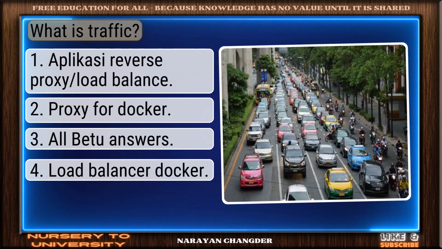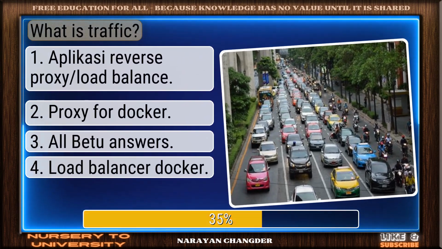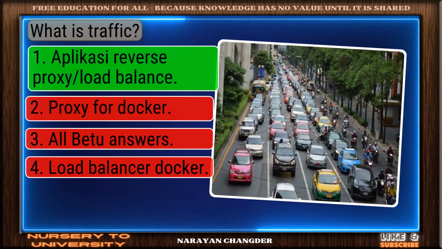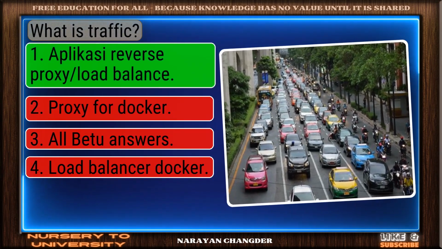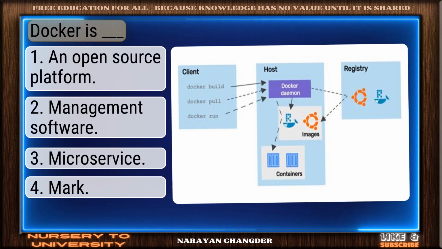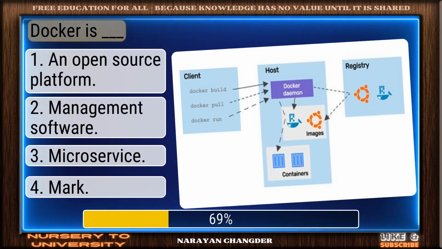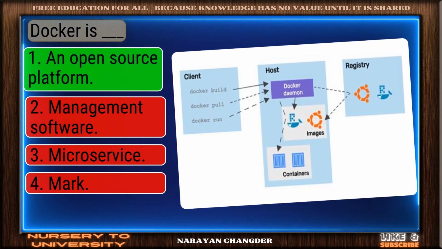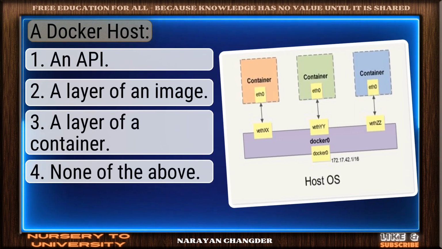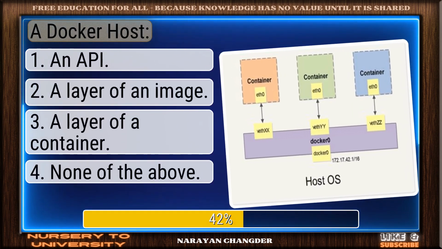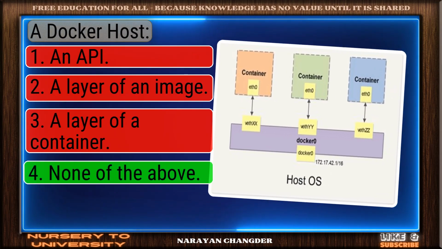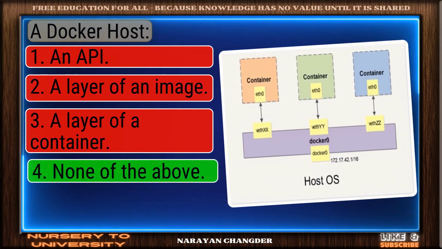Question number 77. What is Traefik? Good job. Your answer, aplikasi reverse proxy load balance, works well here. Question number 78. Docker is dash. Smart pick. An open source platform is the correct choice. Question number 79. A Docker host. Great thinking. None of the above is the right choice.